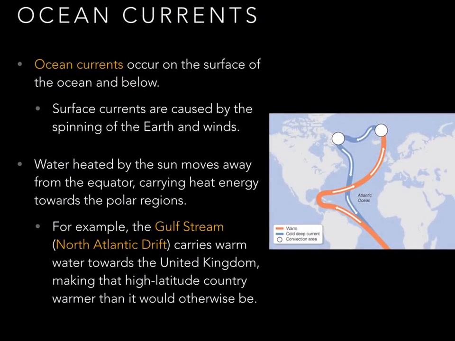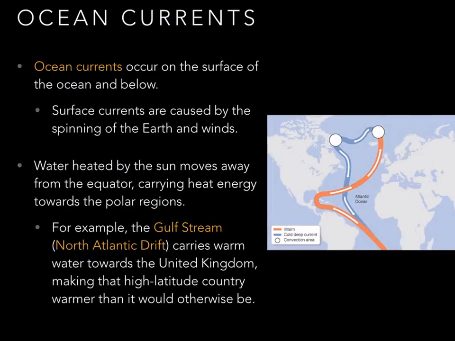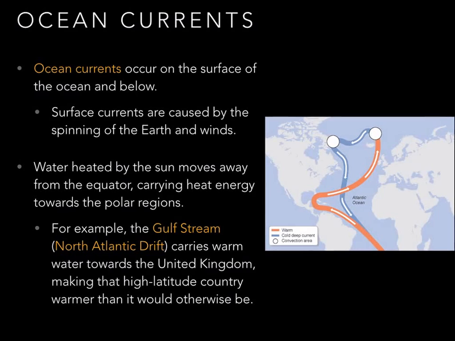Ocean currents. Ocean currents occur on the surface of the ocean and below. The surface currents are caused by the spinning of the Earth and winds. The water that's heated by the sun moves away from the equator very slowly. It carries the heat energy back towards the polar regions, either the North Pole or the South Pole.